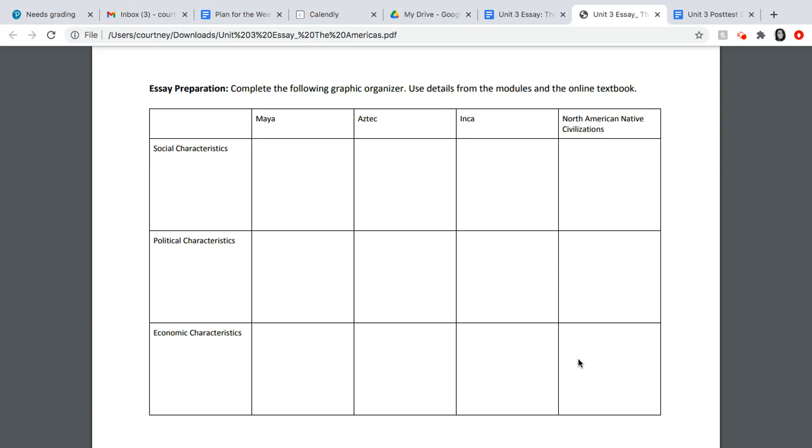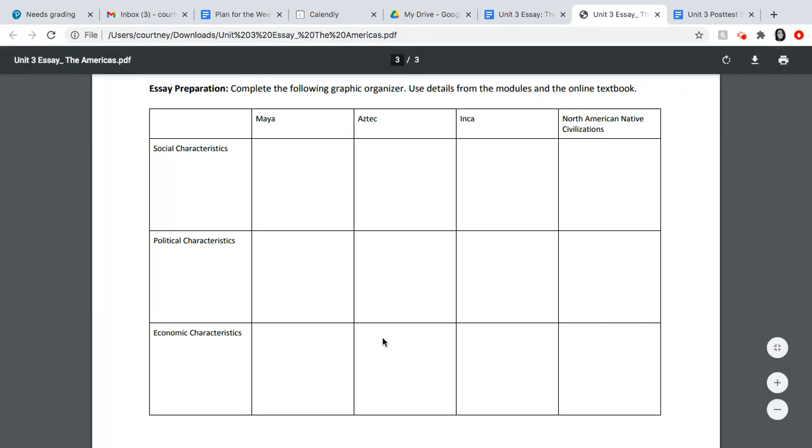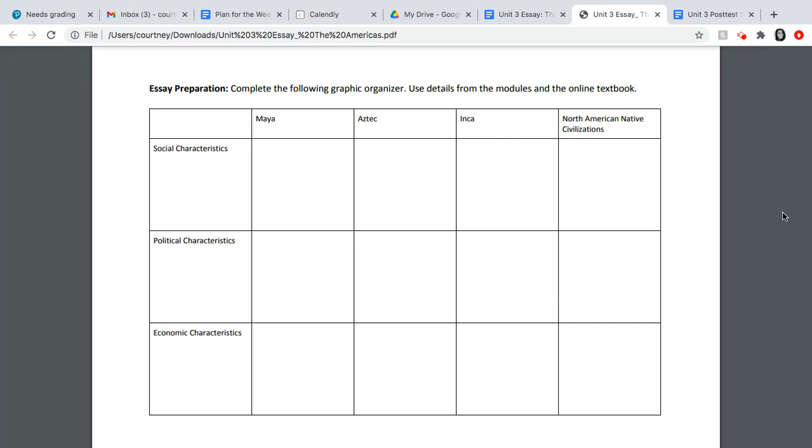Because you'll have things basically organized in front of you. This is your evidence that'll help you create your claim, and then you'll just elaborate on the evidence for your explanation. I've uploaded this document as a separate document, so you can just make a copy of this one page and edit it and submit it.